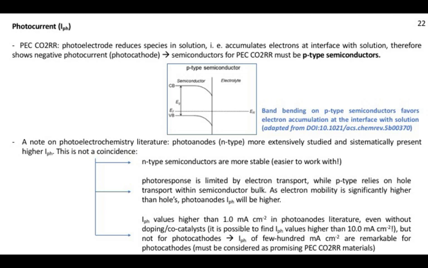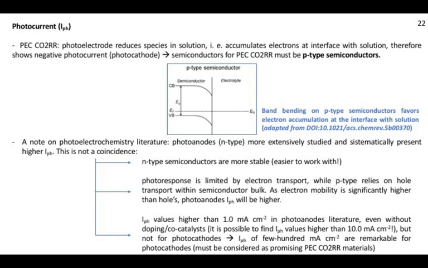And just to talk a little bit about the photoanodes, the viewer will probably note if you go to the literature that there are many more publications for n-type semiconductors or photoanodes, and they systematically present higher photocurrent. And the main reason for that is that n-type semiconductors are more stable, so they are definitely easier to work with, like titanium dioxide and tungsten trioxide and so on. The photocurrent is higher because it relies on electron mobility instead of hole mobility.